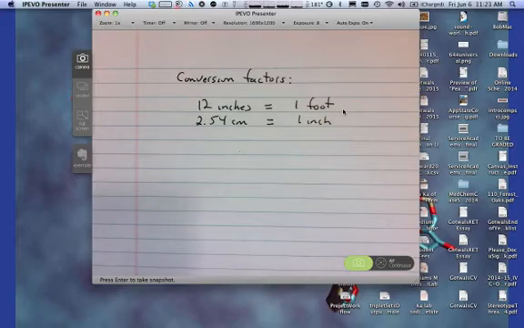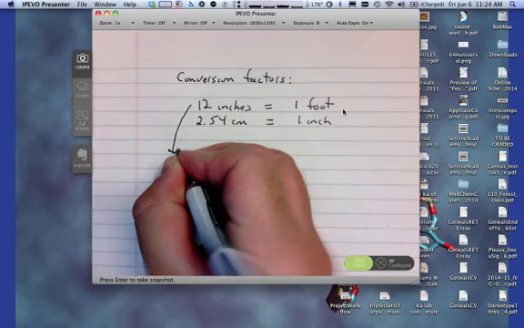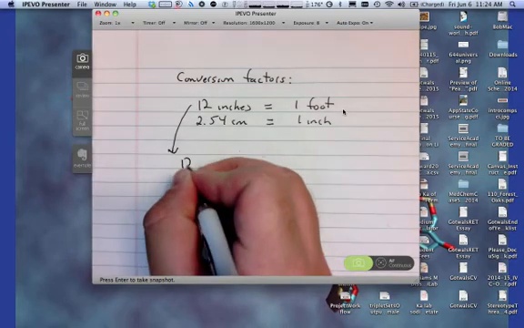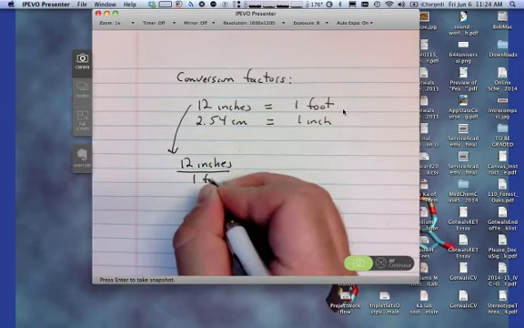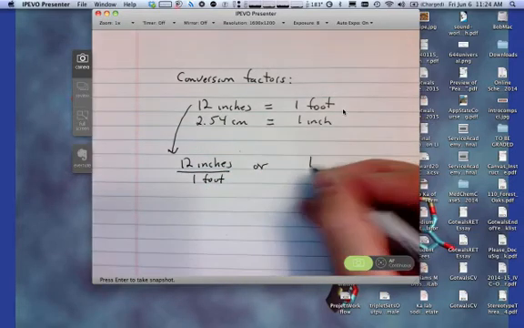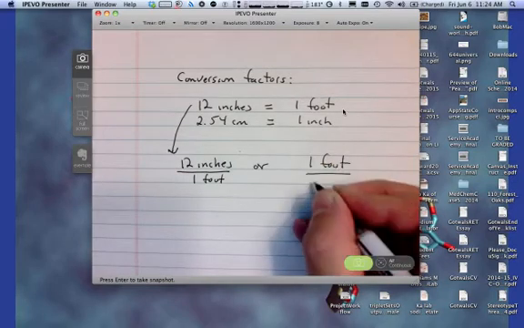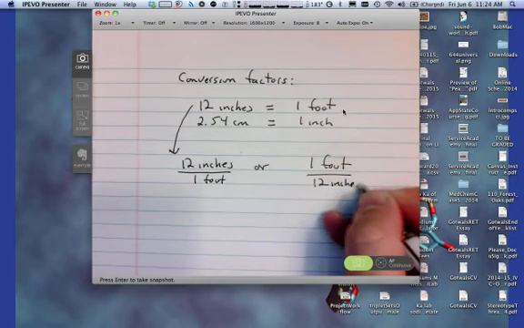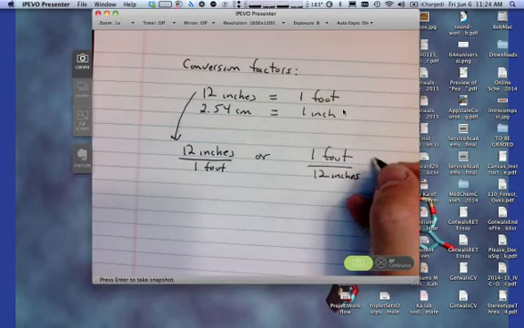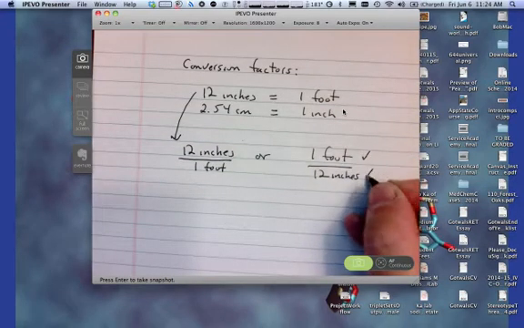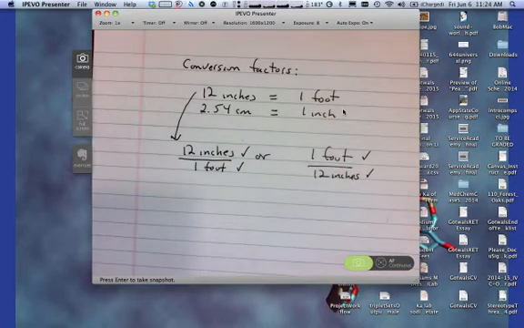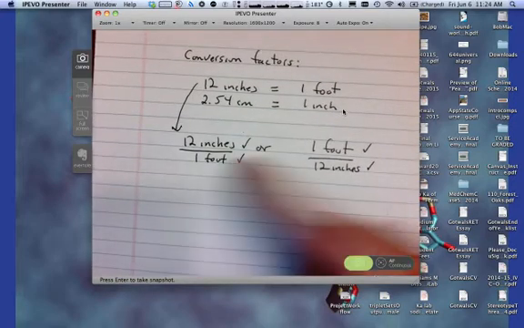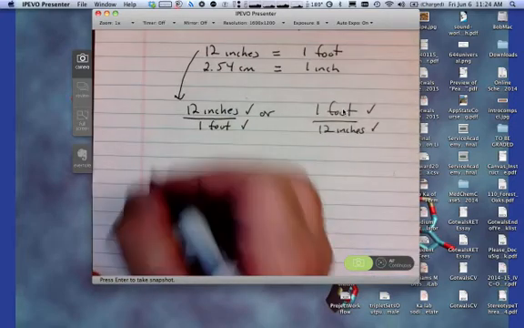And what I need to be able to do when I do my dimensional analysis is rewrite these things as ratios. So I would have, for example, 12 inches is the same as 1 foot, or alternatively I could say 1 foot is the same as 12 inches. So when I write this ratio, basically I'm saying this thing here and this thing here are equivalent. 12 inches is equivalent to 1 foot. Okay, and I'll write them two different ways for a reason you'll see here in a minute.